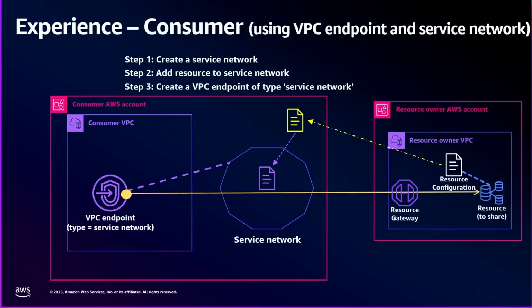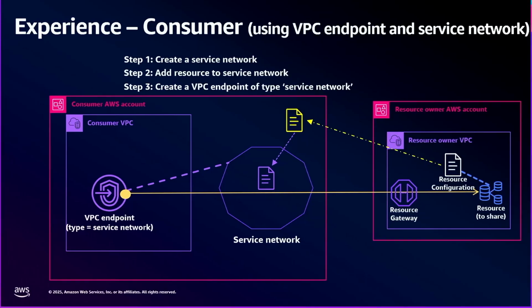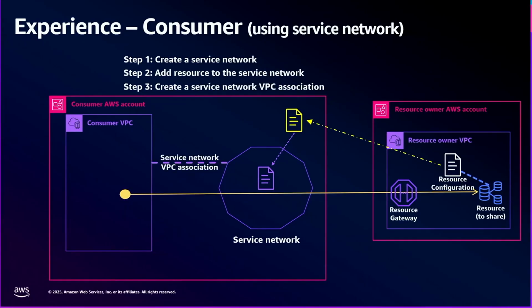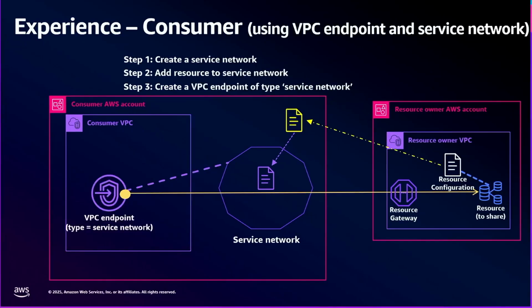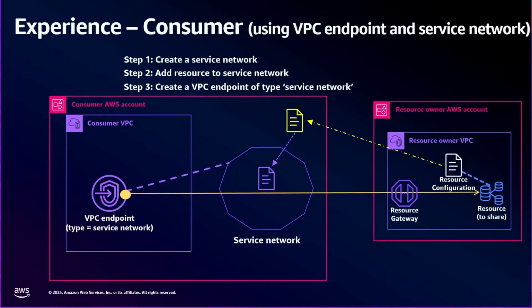So from a consumer point, we have a few different ways to connect through to these new resource gateway services that we exposed. One of those is using a new VPC endpoint called the service network. What the service network gives us is the ability to have a routed endpoint within the VPC that multiple different services connect to.